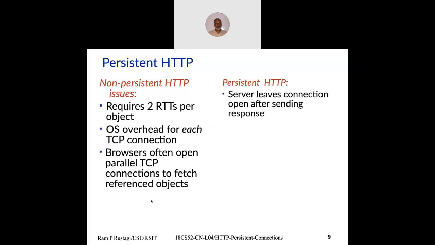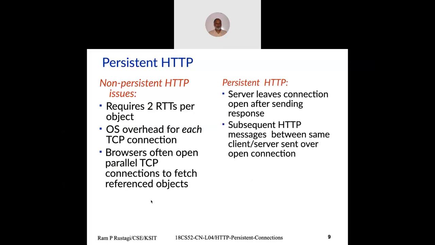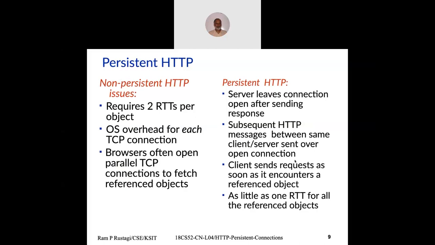In persistent HTTP, you set up a TCP connection and the connection remains on. The first request will take you 2 round trip times, but all subsequent requests take you only 1 round trip time, and that way you understand it much better. I'll explain with an example and show you with diagrams how persistent HTTP gives you better performance, because for all subsequent requests you end up spending only 1 round trip time.